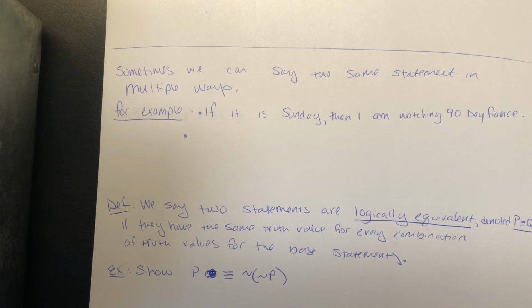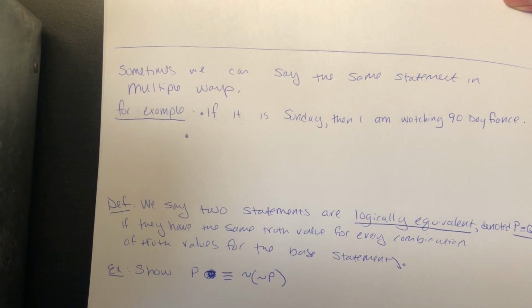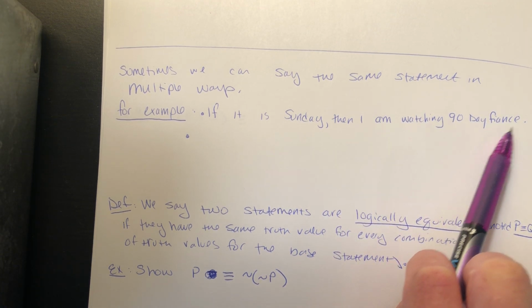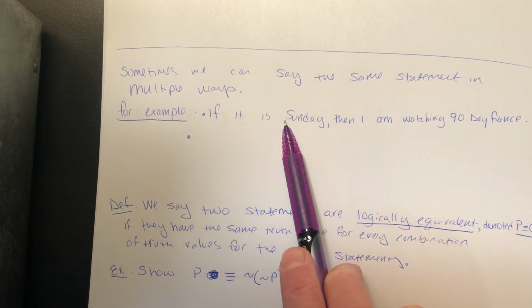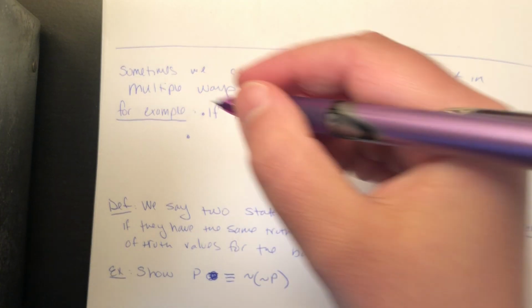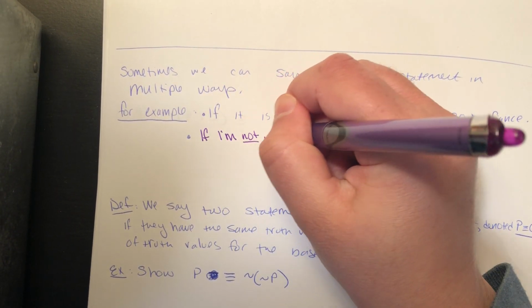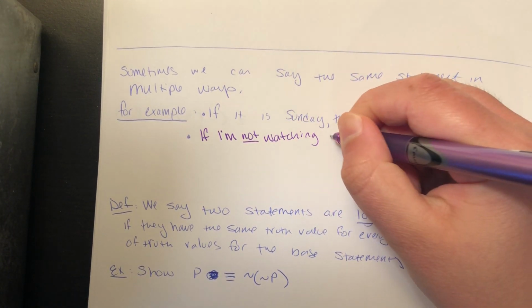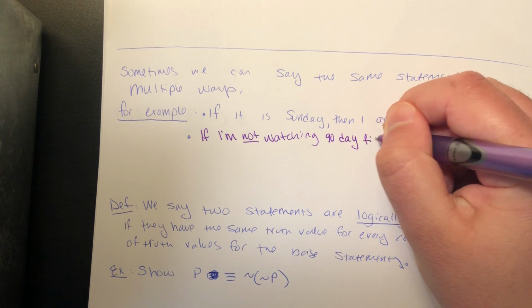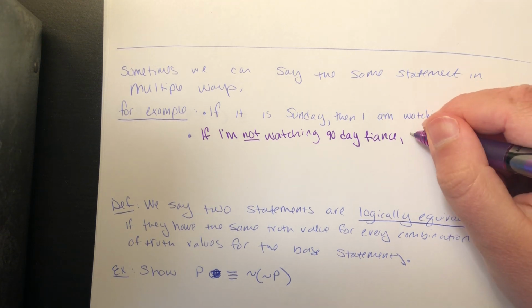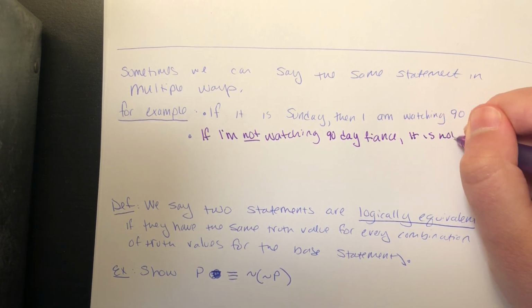So consider the implication, if it is Sunday, then I am watching 90 Day Fiancé. This is a true implication for me. Another way of saying that is, well, this means as long as it's Sunday, I'm definitely going to be watching 90 Day Fiancé. And so if it's not the case that I'm watching 90 Day Fiancé, it couldn't possibly be Sunday, right? So this is equivalent to saying, if I'm not watching 90 Day Fiancé, well, it couldn't possibly be Sunday then, because every Sunday I watch 90 Day Fiancé. So it is not Sunday.